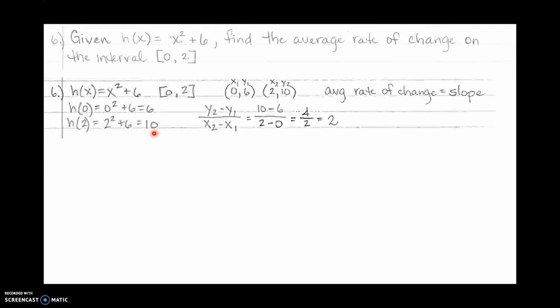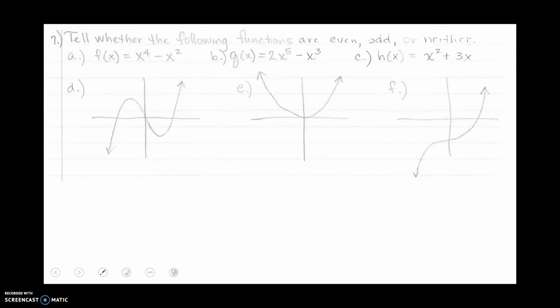So now I can say y2 minus y1, so 10 minus 6, over x2 minus x1, 2 minus 0. So 10 minus 6 is 4, and 2 minus 0 is 2, so 4 divided by 2 is going to give me 2. So that would be my average rate of change.